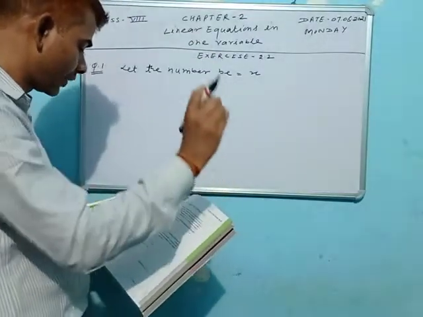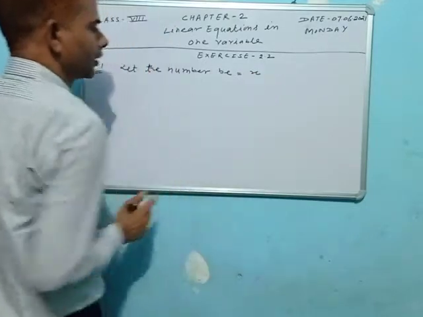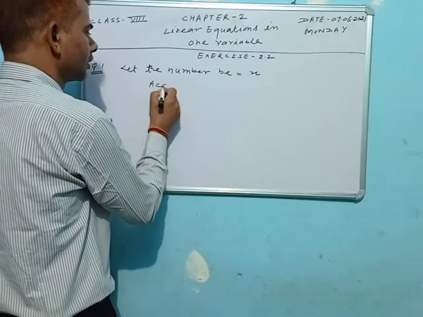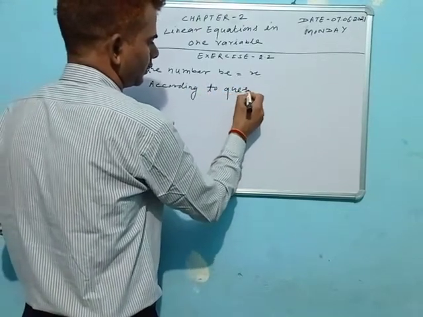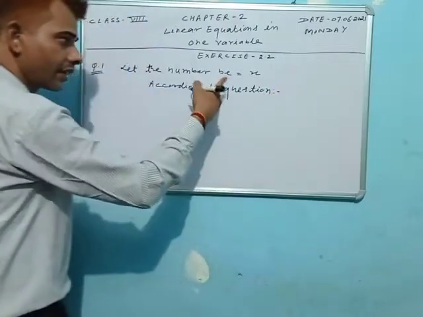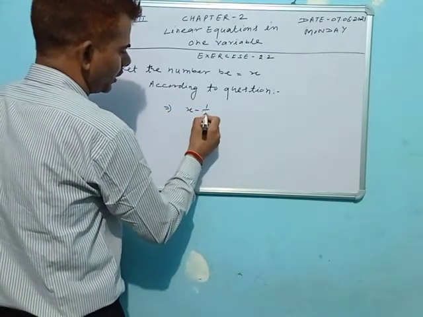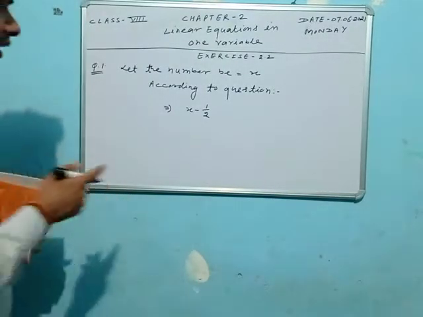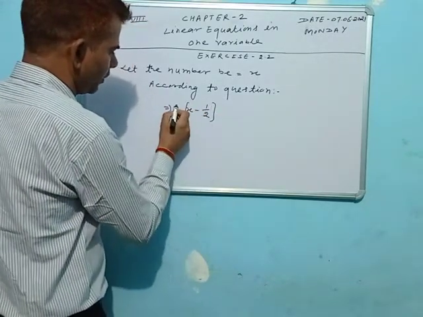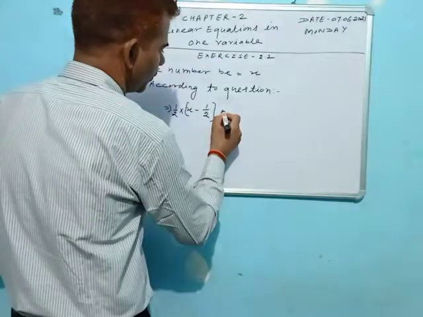If we subtract 1 by 2 from this number, according to the question, if we subtract 1 by 2 from the number and multiply the result by 1 by 2, the result will be equal to 1 by 8.